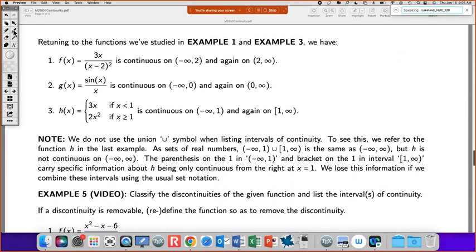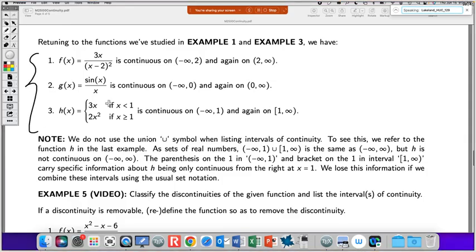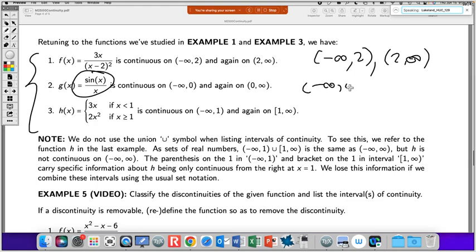So looking at our three functions, the first one, we've got that infinite discontinuity at 2. Otherwise everything's fine. That would be the intervals of continuity for that one. For g of x, before we fix it, everything's fine except at 0. And for the h of x, we would write that 1 because it is continuous from the right. Okay.